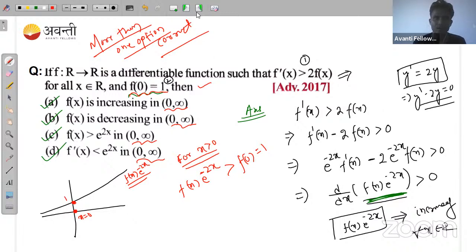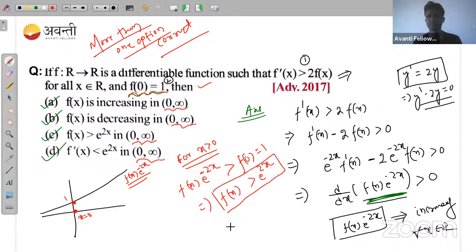Okay. So now I can say that if I take it to the other side, multiplying both sides by e to the power 2x, f of x is greater than or equal to e to the power 2x. Okay, f of x is greater than e to the power 2x.